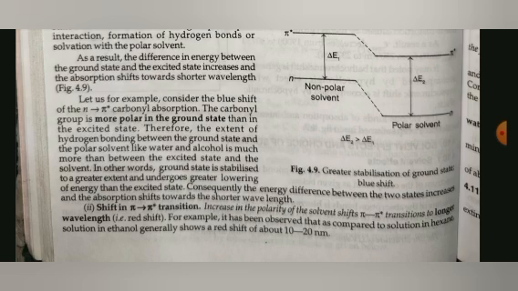Second is shift in pi to pi star transition. Increase in the polarity of the solvent shifts the pi to pi star transition to longer wavelength. Red shift. For example, it has been observed that as compared to the solution in hexane, solution in ethanol generally shows a red shift of about 10 to 20 nanometer.